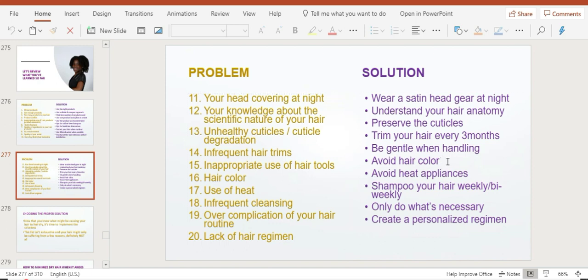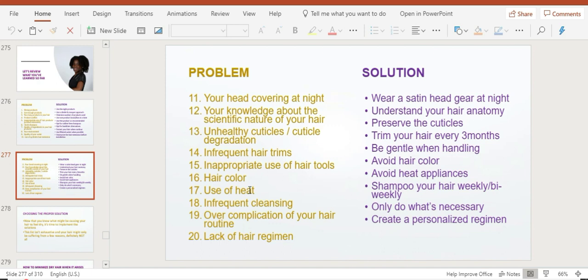All right, the 17th reason, use of heat. Again, avoid heat appliances right now. And then I recommended 10 ways that you can actually stretch your natural hair out without using heat. And then the 18th reason, infrequent cleansing. So I recommended putting a sulfate free shampoo in your regimen, and you can use it to wash your hair at least once every 2 weeks or so.